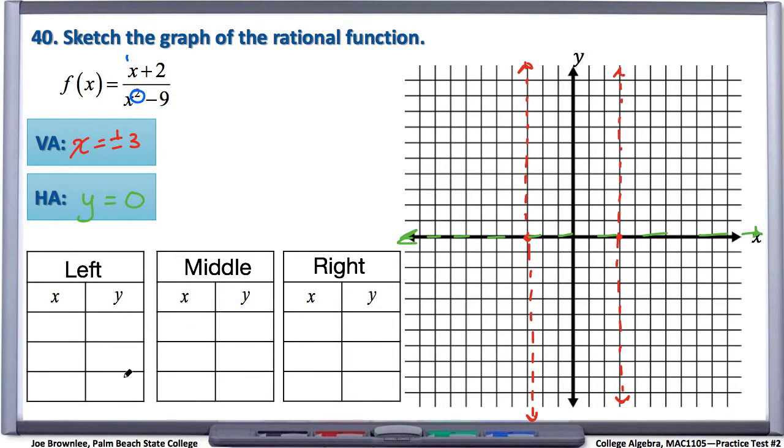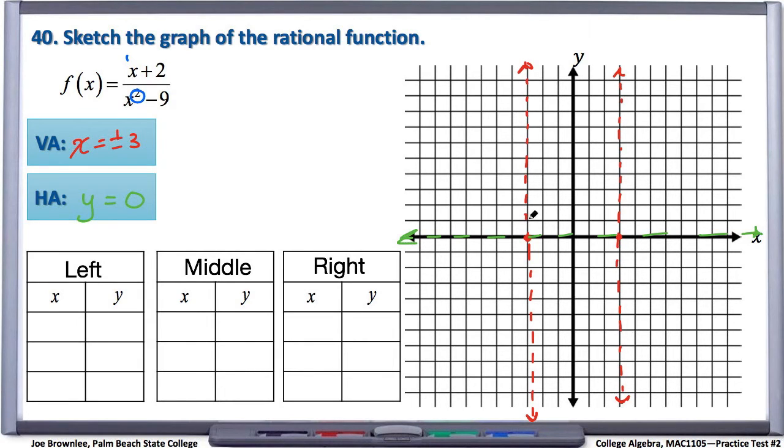All right, so there's our horizontal asymptote. Now let's go ahead, and just like before with number 39, we're going to choose some x values and graph this function. In this case, notice that we really have three sections. We have a left side, right? The left side will look like something. We have the middle, right? We've got something going on in here. And we have the right-hand side. Something's going to be going on the right-hand side. So let's take a look and see.